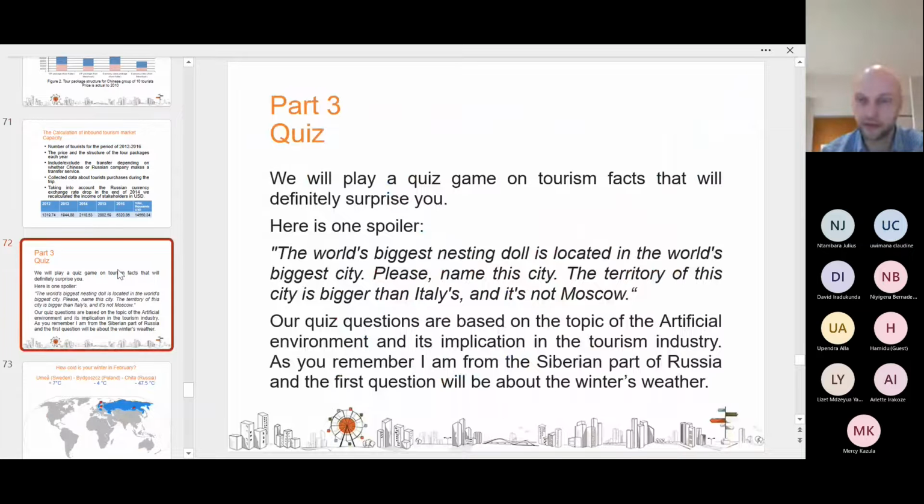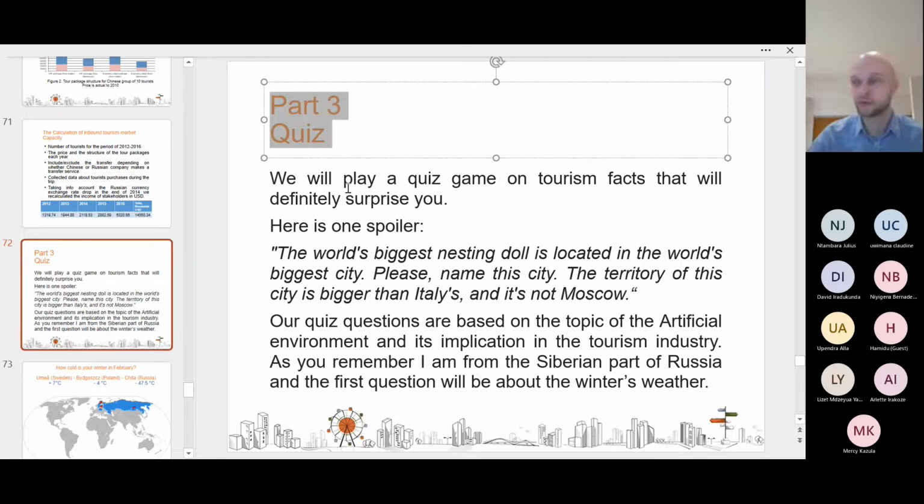Now we still have 30 minutes, and I propose to play a quiz game on tourism facts that will, I hope, surprise you. So the quiz questions, the third part. If you have any questions regarding the first or the second part, please don't hesitate to write your questions. Of course, we will have a question and answer session at the end of our workshop, but if you have them right now, you may ask. If you don't have questions, we can proceed to the third part. Should we?